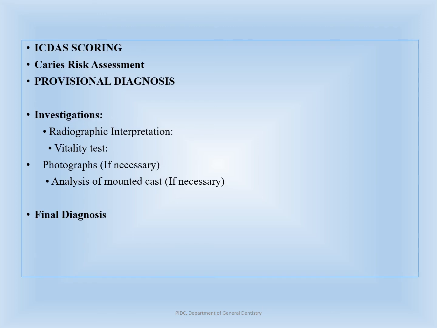And of course, you have your ICDAS scoring to assess the caries risk also. The ICDAS scoring to assess the severity of the caries in the patient's mouth. And then of course you do a caries risk assessment to categorize the patient into a high risk, moderate, or a low risk category, depending upon which you can suitably recall the patient, either biannually or maybe once every 3 months.